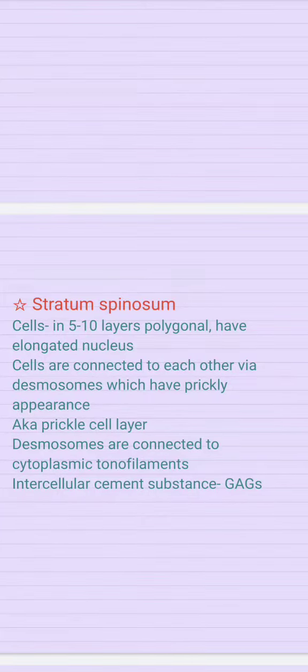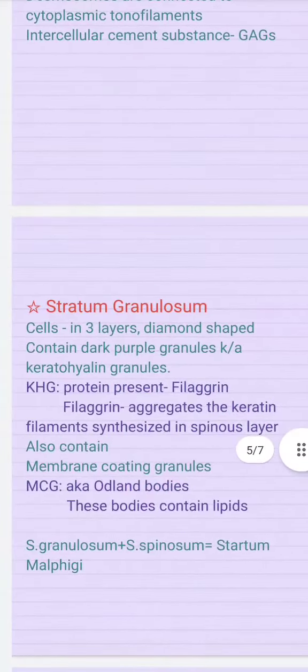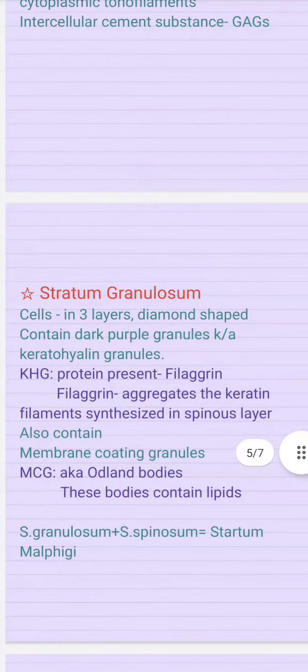The cement substance present in between these cells is the glycosaminoglycans. Next up is the stratum granulosum. The cells in granulosum are present in 3 layers. They are diamond shaped and contain dark purple granules known as the keratohyalin granules. The keratohyalin granules contain an important protein, which is filaggrin.